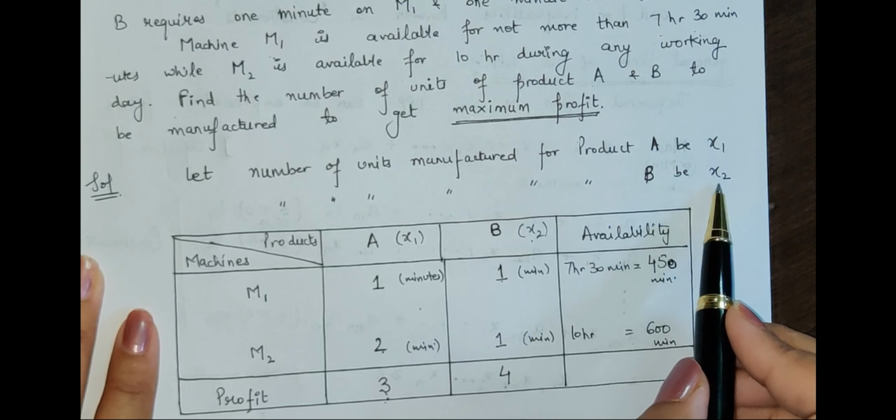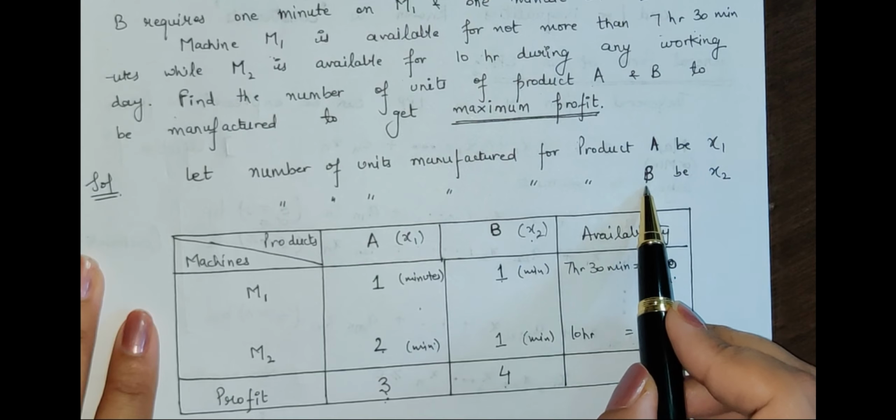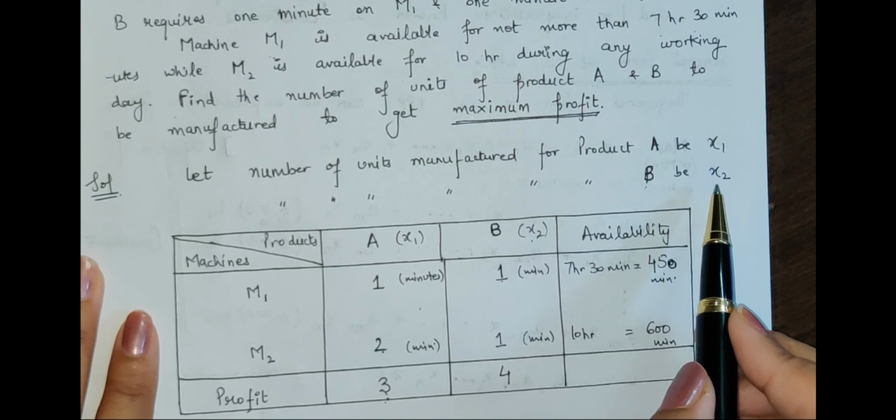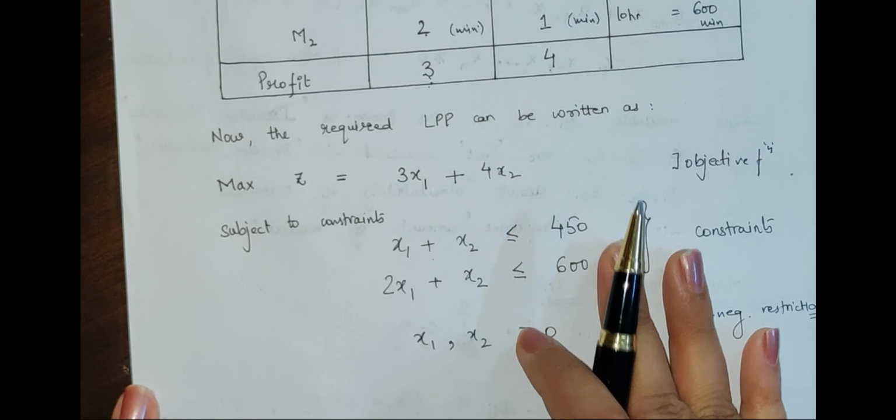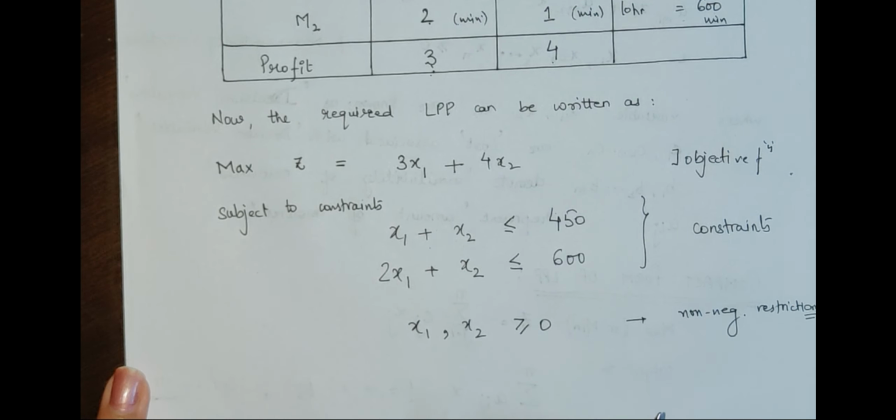Similarly, x2 was also the number of units produced for product B. So definitely it has to be a non-negative condition. So this completes my formulation part, and in the next part we will learn how we find the solutions.